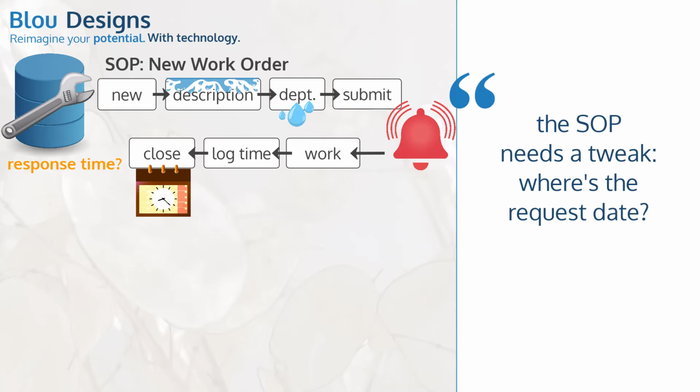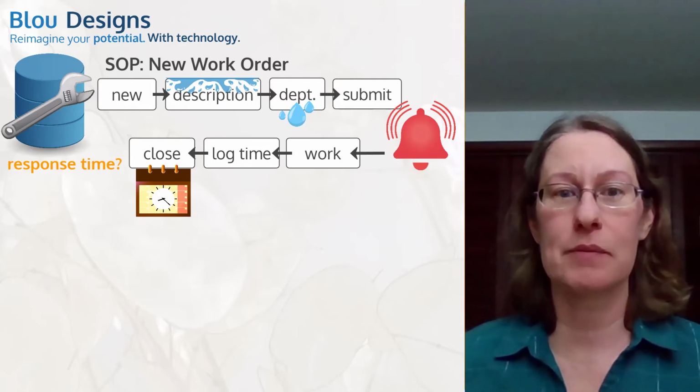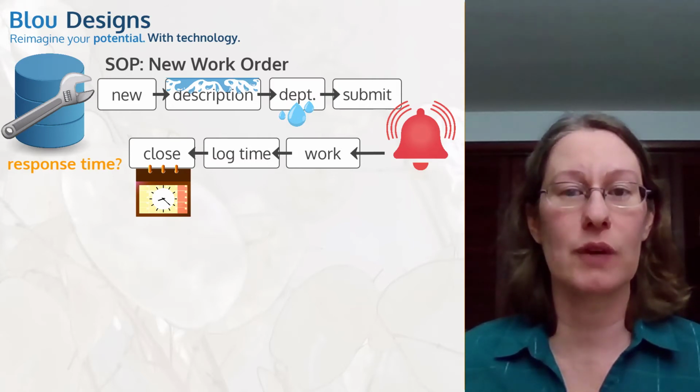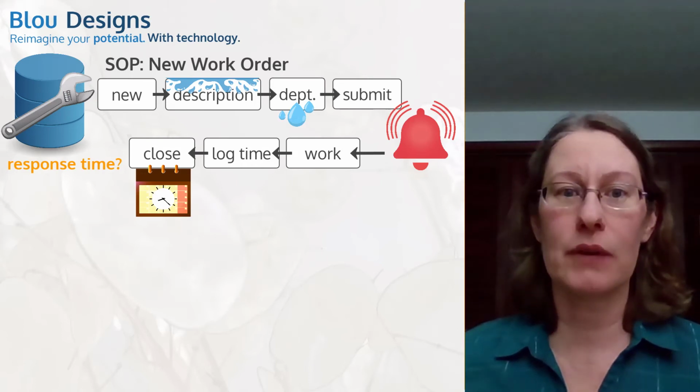Now, looking at our SOP, we did not include a request date as part of creating a work order, which means that it's hit or miss as to whether we can do the response time calculation. We have a data issue. If the database application records the date the record was created in the system, we might be okay.